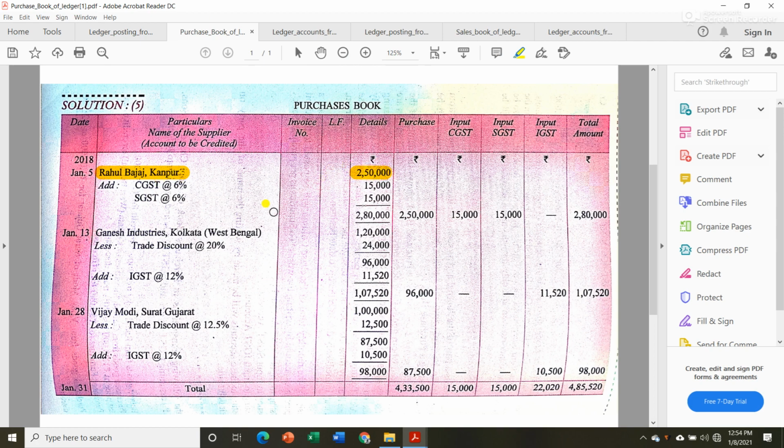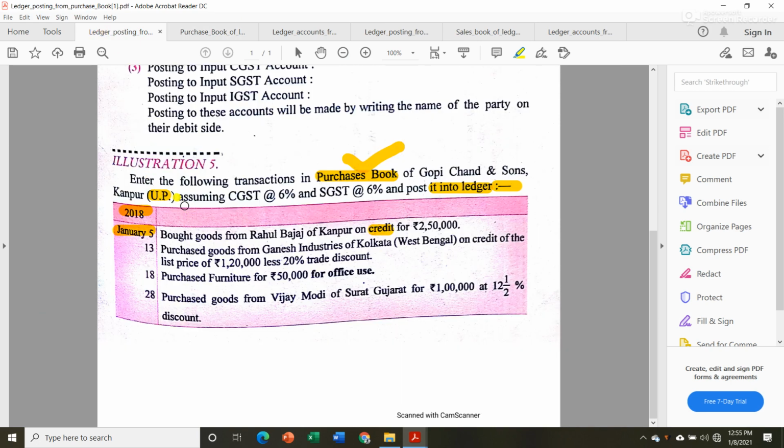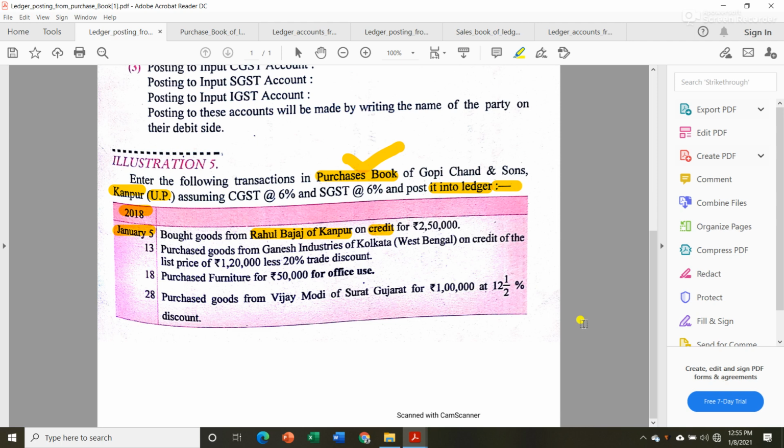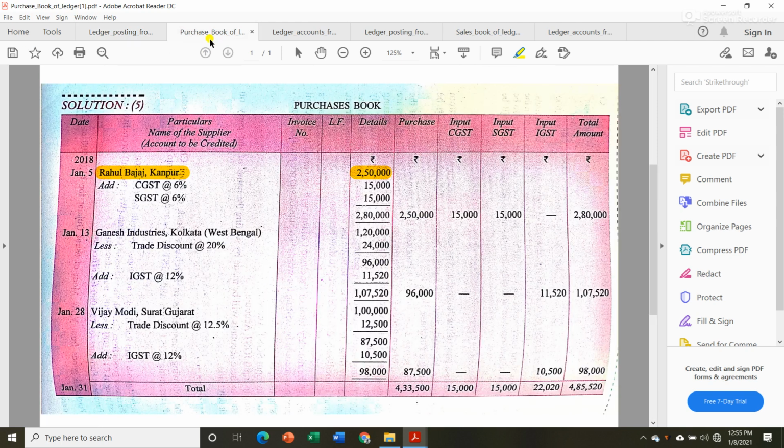Then they said that there is CGST and SGST of 6% each. Our business is situated in Kanpur UP, and this Rahul Bajaj is also situated in Kanpur, so that means we have to provide CGST and SGST. CGST at 6% is 15,000 and SGST at 6% of 2,50,000 is 15,000. After adding these two we got 2,80,000.